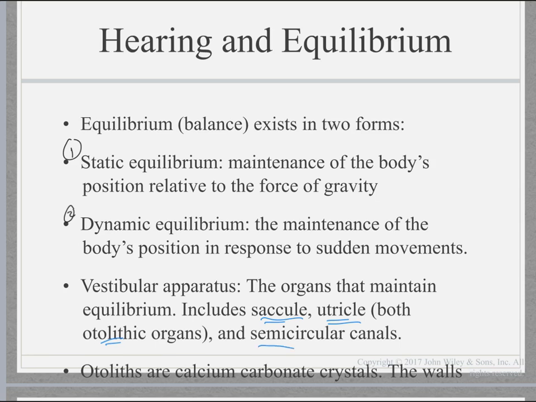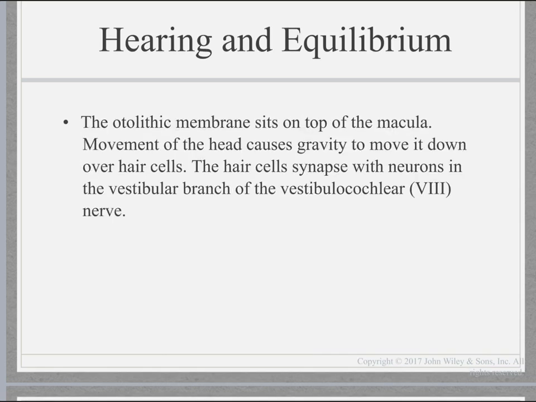Now, lastly, we have our semicircular canals. This is where our endolymph and perilymph is going to flow, essentially affecting the saccule and the utricle. Now, the otolithic membrane sits on top of the macula. Moving the head causes gravity to move it down and over hair cells. The hair cells synapse with neurons in the vestibular branch of the vestibulocochlear nerve, which propagates action potentials.